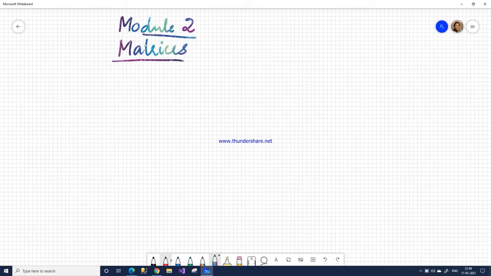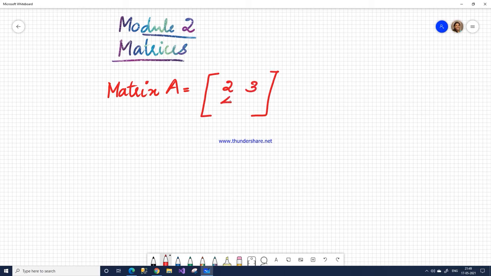In Module 2, we'll be focusing on what a matrix is. A matrix is represented in such a way that, let it be a matrix A. We'll be representing the matrix in the form of a square bracket. Within the square bracket, we'll represent the elements in rows and columns. Suppose 2, 3, 4 and 5. This is a matrix of 2 rows and 2 columns. So it is a 2 by 2 matrix.